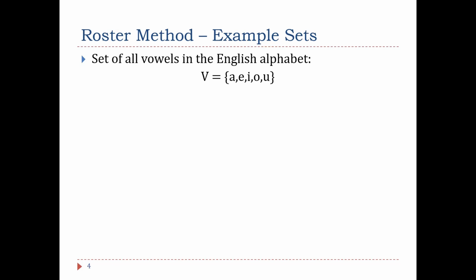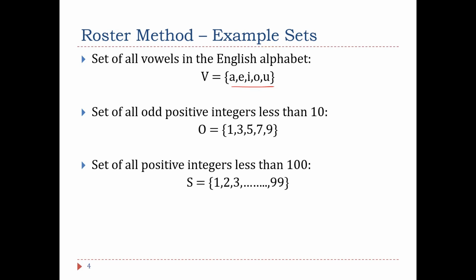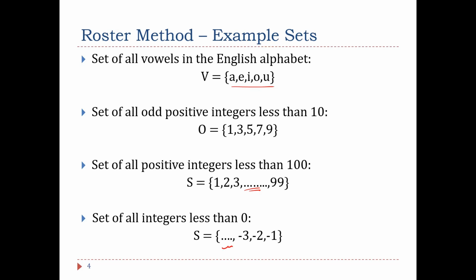So for other examples, we can use this set to represent the set of vowels in the English alphabet. We can also list all the positive odd integers that are less than 10. To represent all the positive integers that are less than 100, then maybe we would opt for the use of ellipses. We can also use ellipses at the beginning to talk about a kind of infinite lower bound on the set.